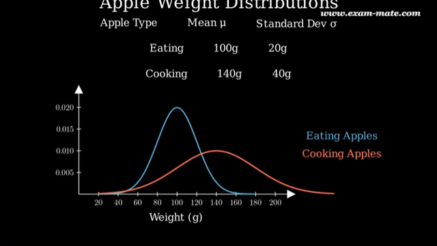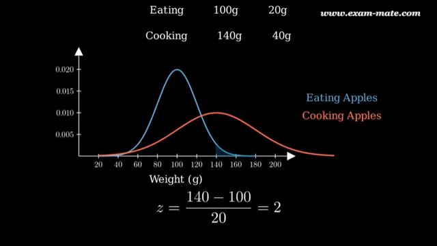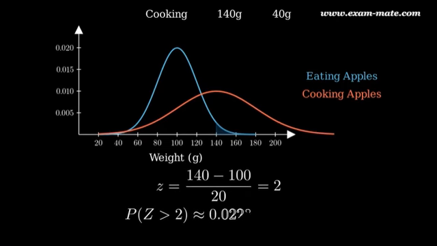For part A, we need to find the percentage of eating apples that weigh more than 140 grams. This is the area under the blue curve to the right of 140 grams. To find this, we calculate the z-score, 140 minus 100 divided by 20, which equals 2. Using the standard normal distribution table, we find that the probability of a z-score greater than 2 is about 0.0228, or 2.28%.